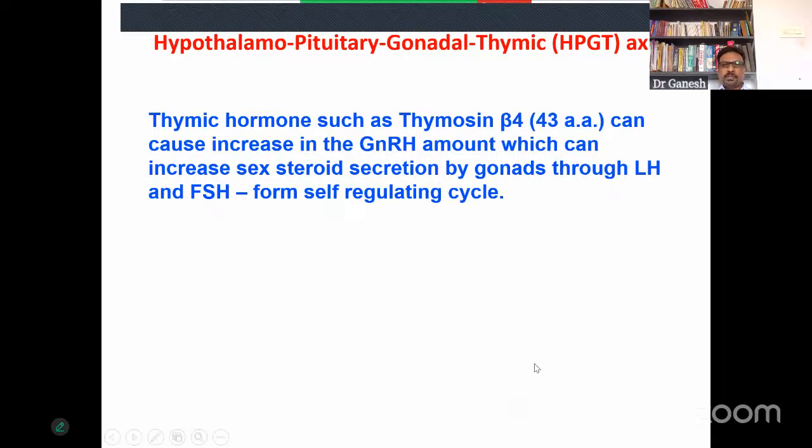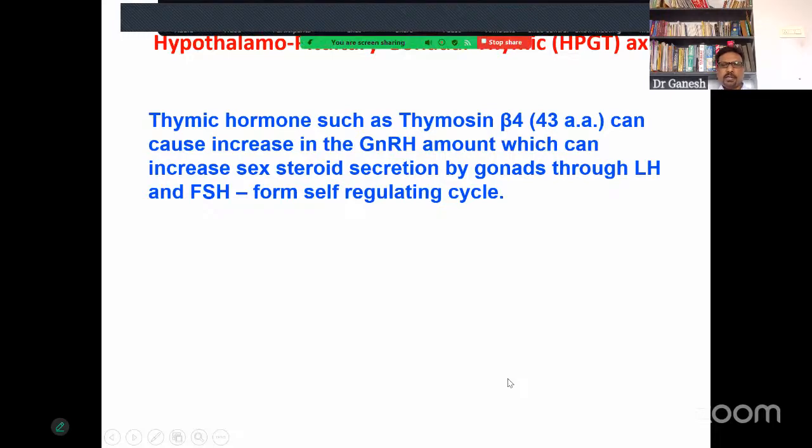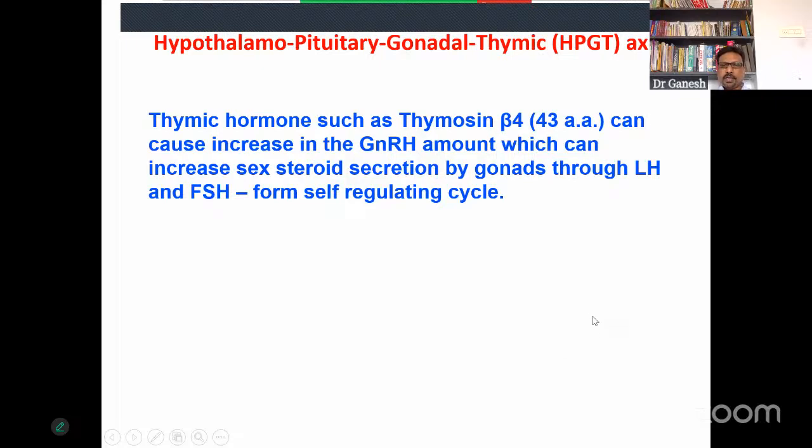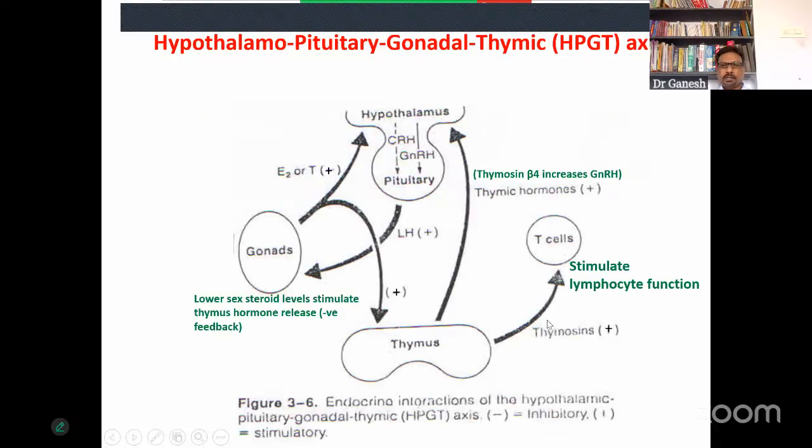So the thymic hormones such as thymosin beta 4 can cause an increase in GnRH amount, which can increase the sex steroid secretion by gonads through LH and FSH, which forms a self-regulating cycle. So these thymic hormones are known to perform a stimulatory action on the GnRH, by which they can also increase sex steroid hormones, and increased sex steroid hormones can negatively affect the thymus activity. So we can see how this is being regulated here in this chart.